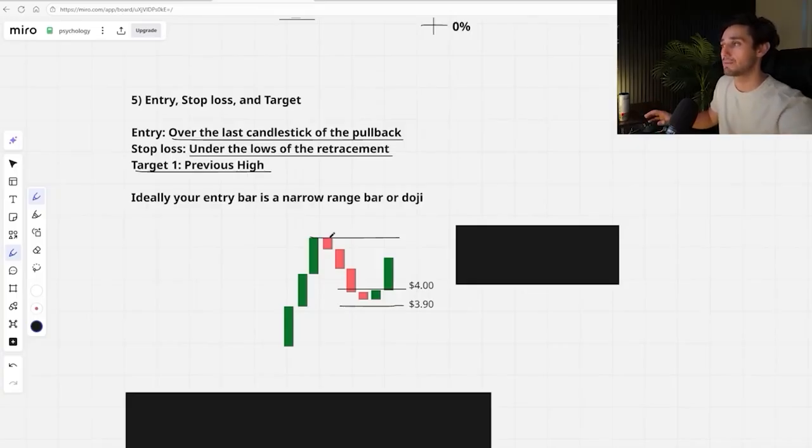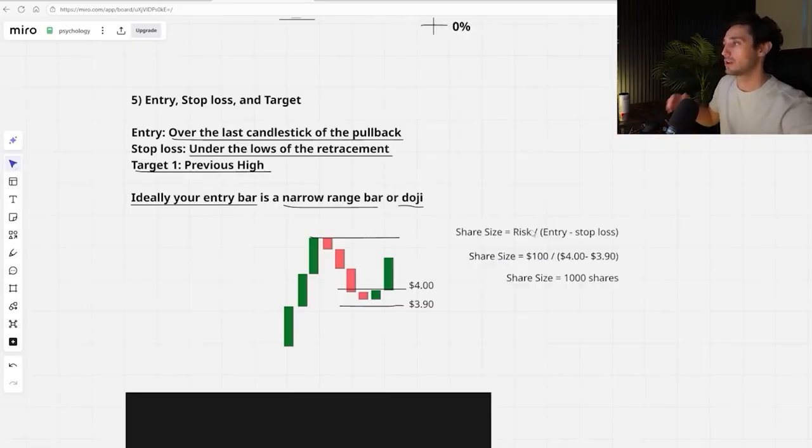Now, that's super simple. And ideally, you want your entry bars, right here. These are our entry bars because we're using these bars to base our entry and stop loss off of. We want these to be narrow range bars or doji bars. We want these to be relatively small candlesticks. And the reason we want that is because it's going to give us a far better reward to risk. So how do you size your position? If you watched my risk management video, you should already know this, or if you've watched my free 10+ hour course, you should know this.